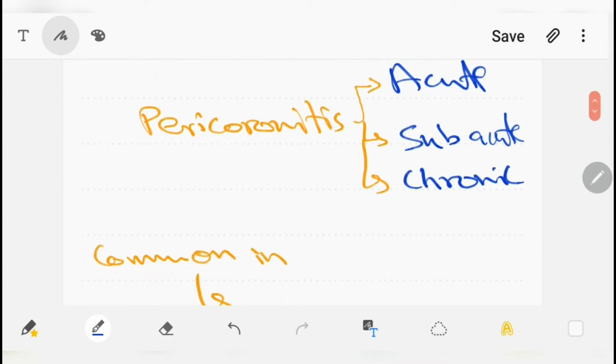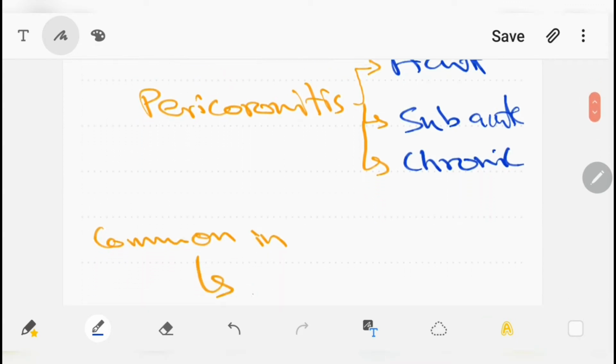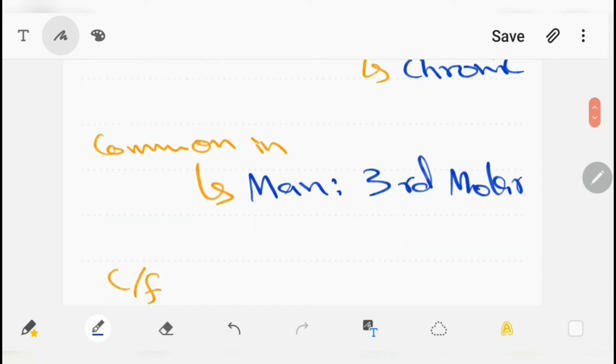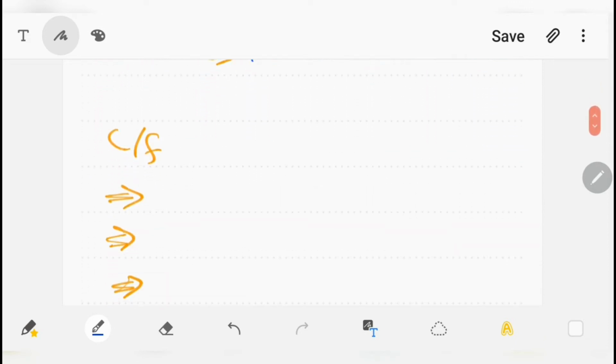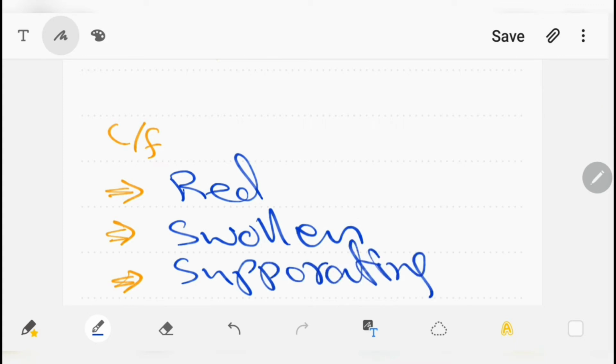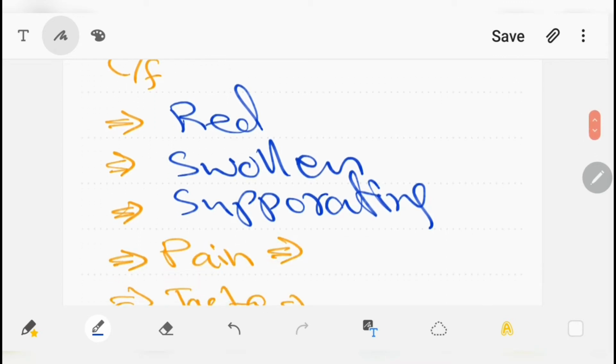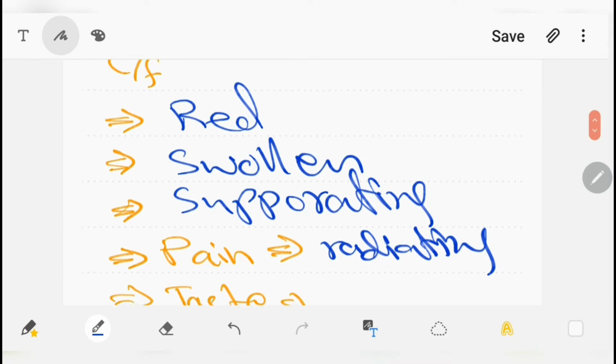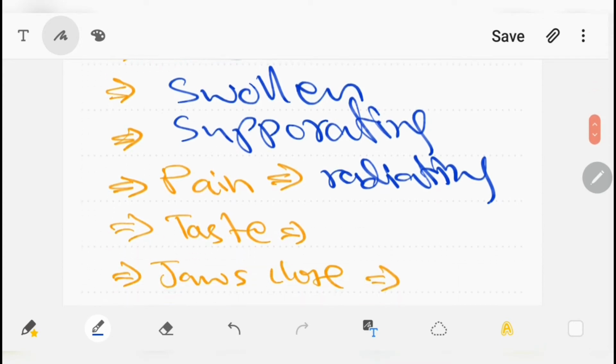Most of the time pericoronitis is seen in the mandibular third molar region. Clinically, pericoronitis presents as a red, swollen, and suppurating lesion that is tender, with radiating pain towards the ear, throat, and floor of the mouth.